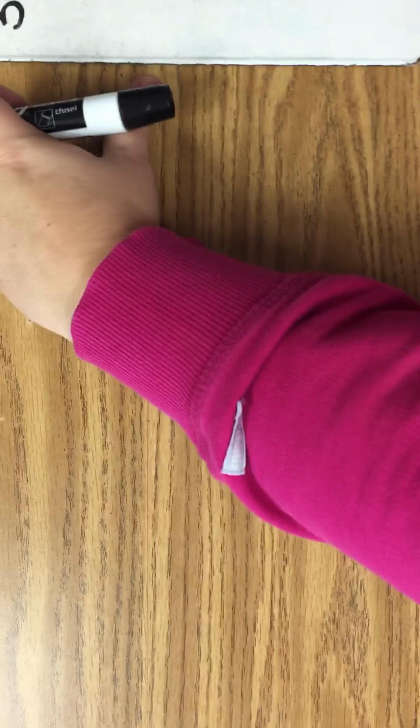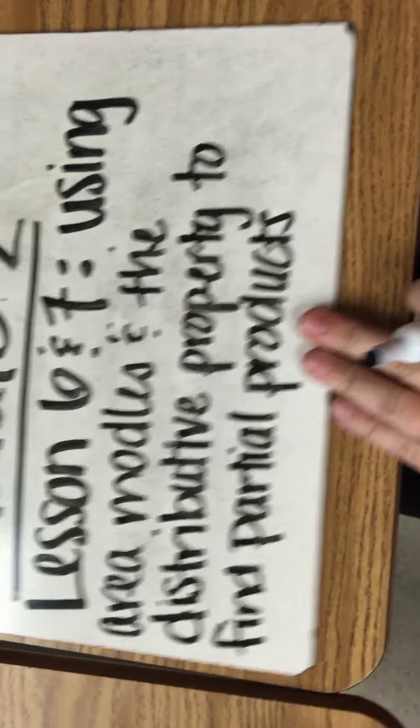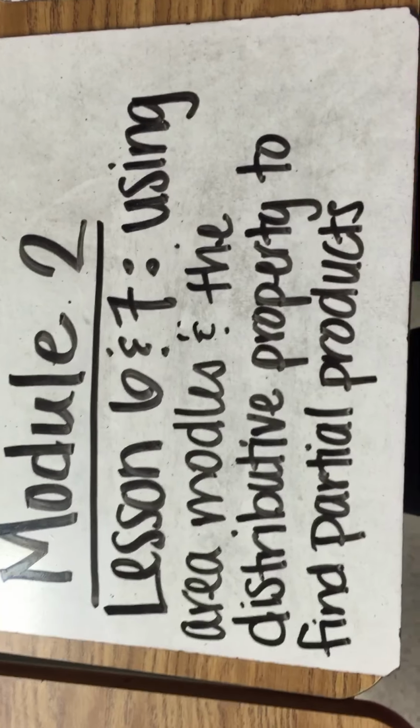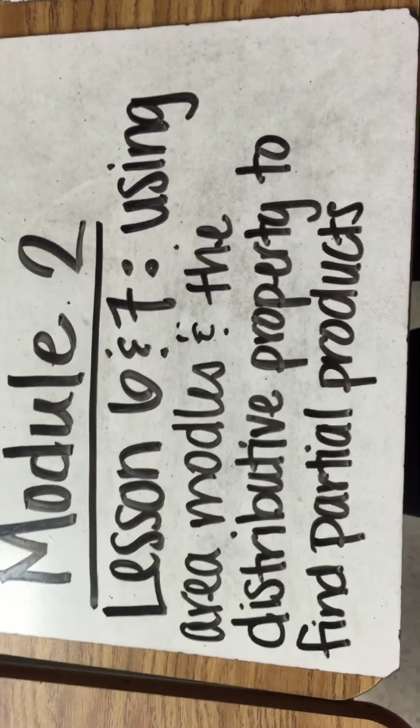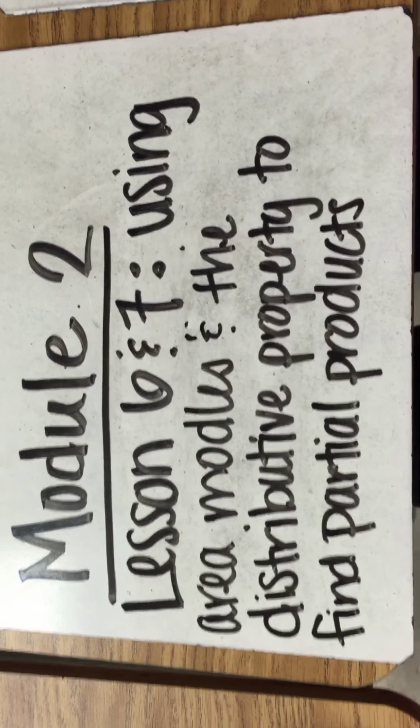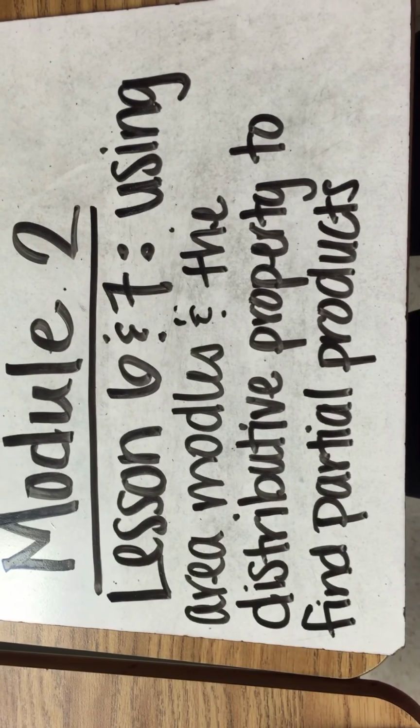Today we are discussing Module 2, Lessons 6 and 7, because both lessons talk about using an area model and the distributive property to find partial products. In Lesson 6, we use numbers to the tens place, and in Lesson 7, we start moving on to the hundreds place and thousands place. So we'll use this session today to model some numbers that are kind of in between there.